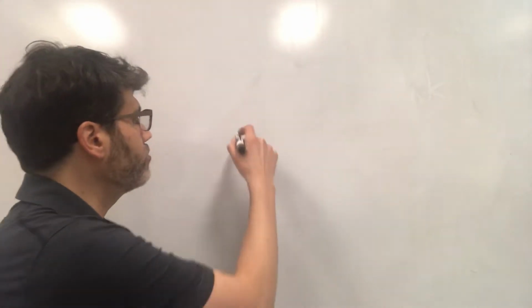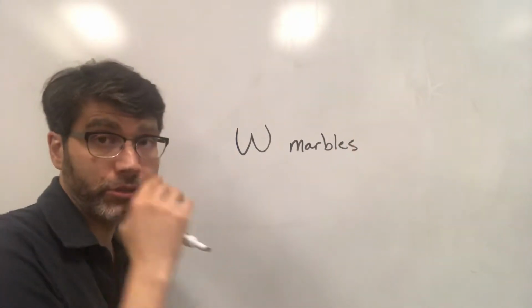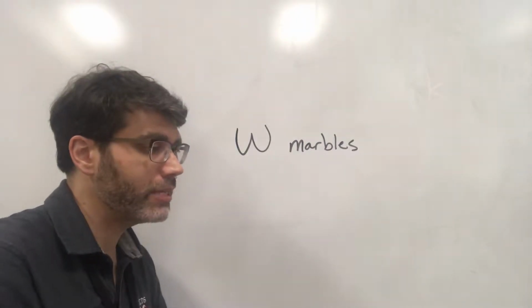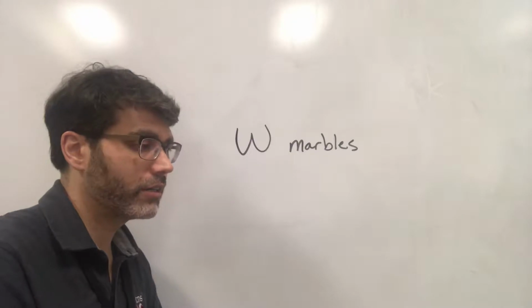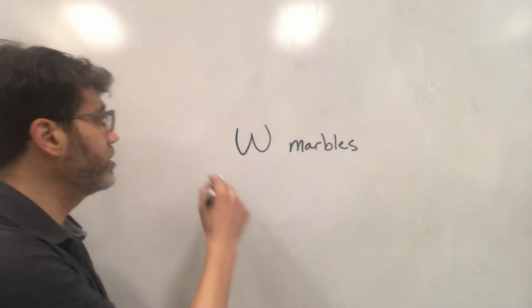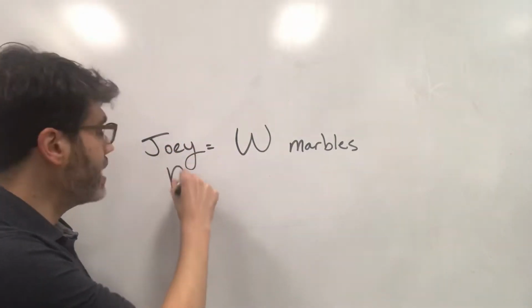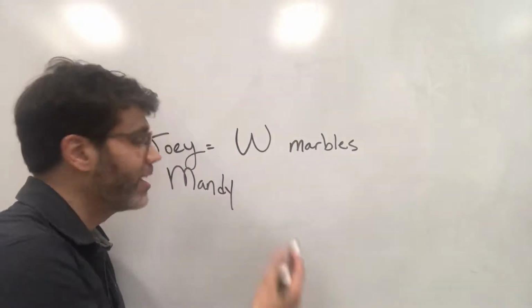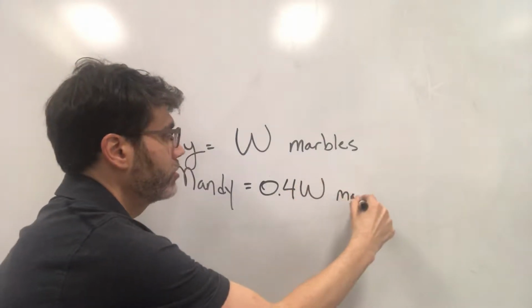Joey has W marbles. We don't know how many marbles, so we're going to just say W. Could be 100, could be 5, we don't know. So Joey has W marbles and Mandy has 0.4 W marbles. So this is how much Joey has, and Mandy doesn't have quite as many marbles. She has exactly 0.4 W marbles, okay?